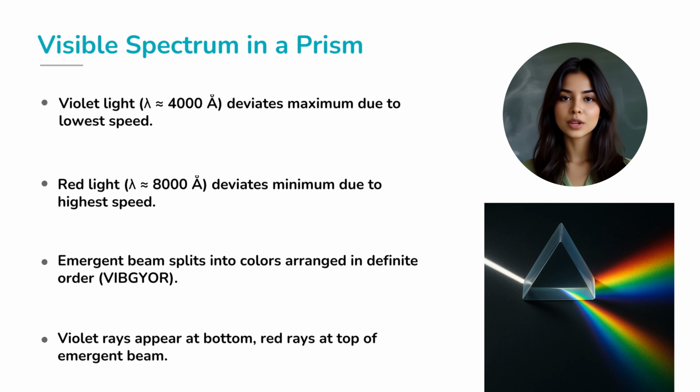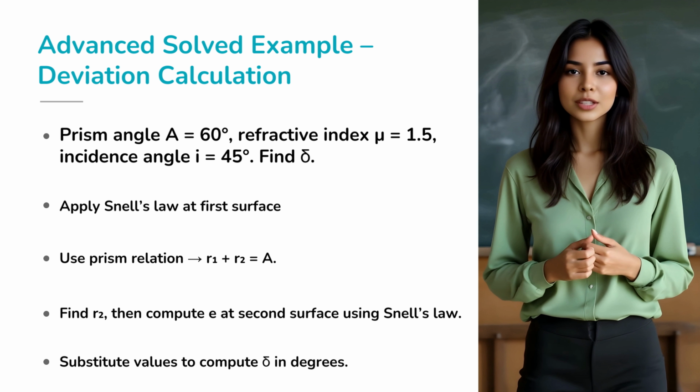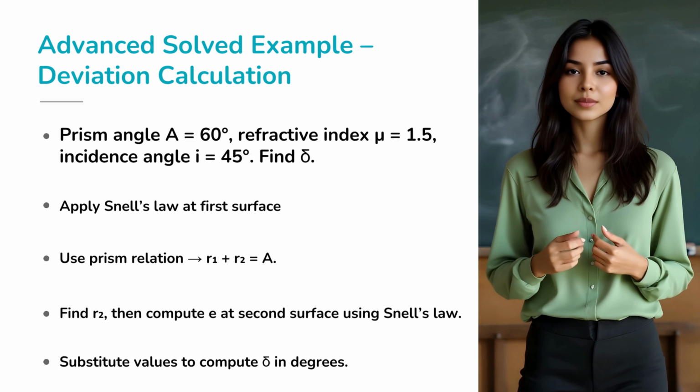Next time you see a rainbow, think of it as millions of prisms, water droplets, doing this same trick in the sky, separating sunlight into its hidden colors. Now let's roll up our sleeves and solve a problem together.